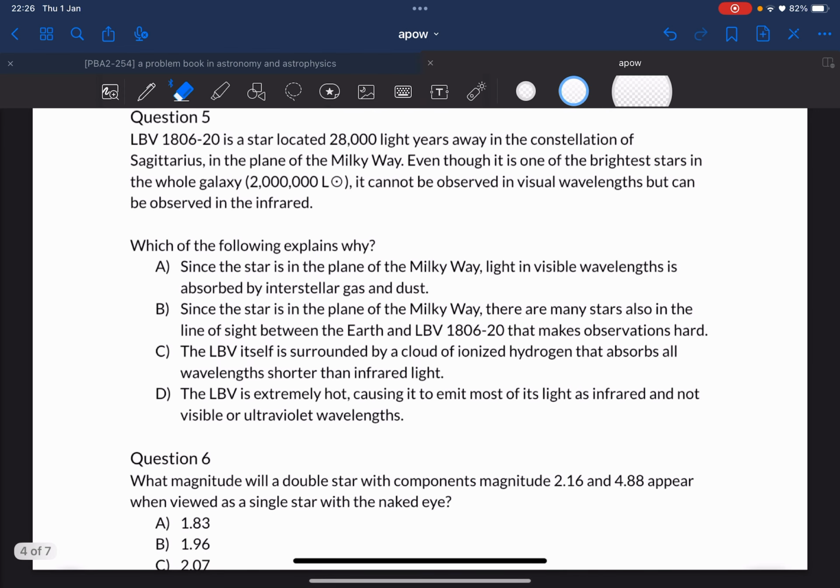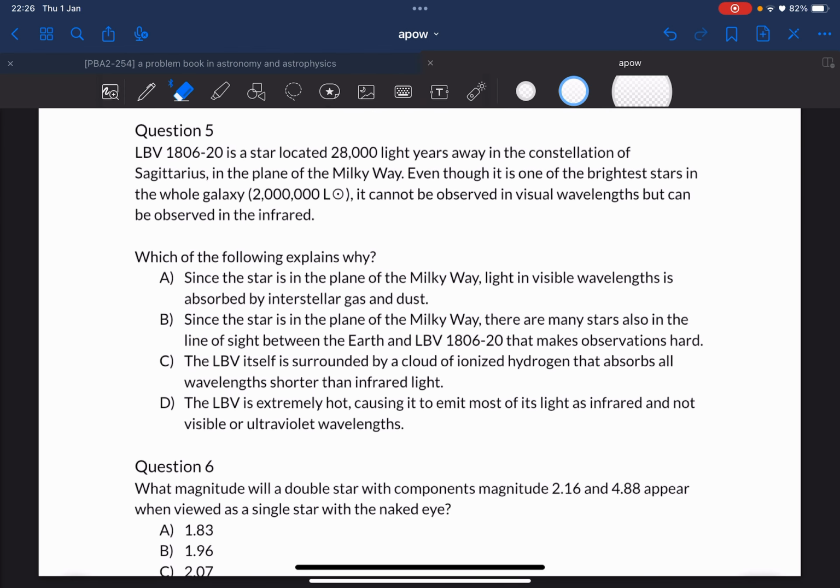And for question 5, so we have a star, luminous blue variable, cool. This one's just another theory. Let's do it by elimination, because this is the answer. Why am I drawing a question mark? But the rest is wrong for reasons.